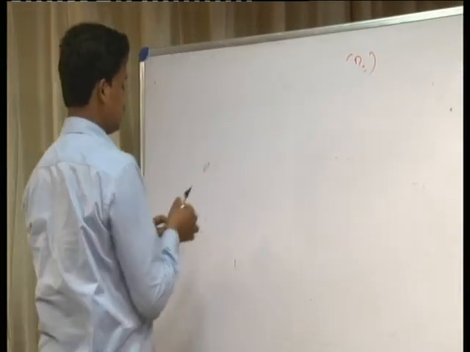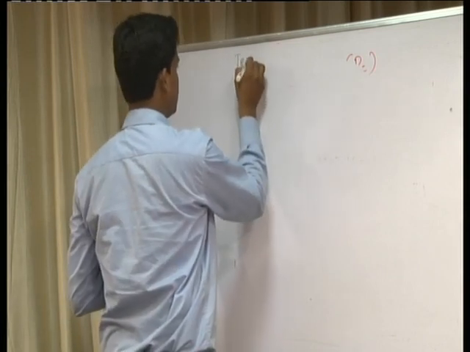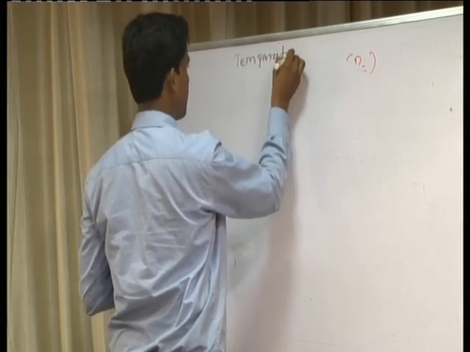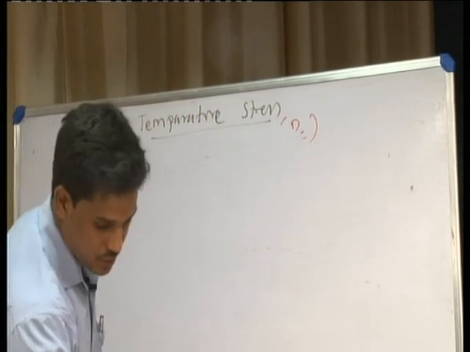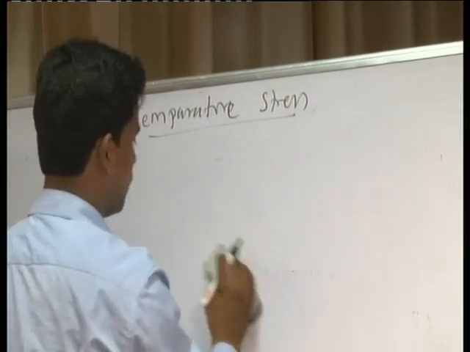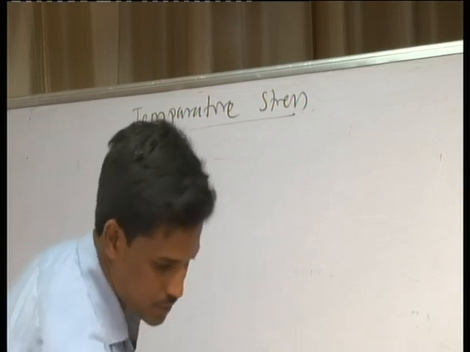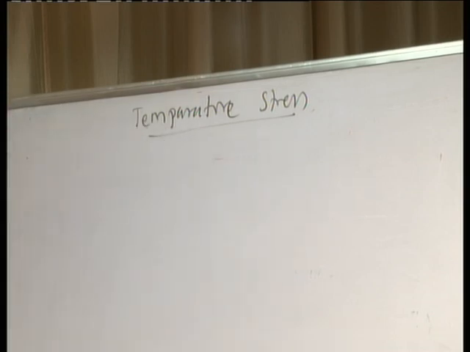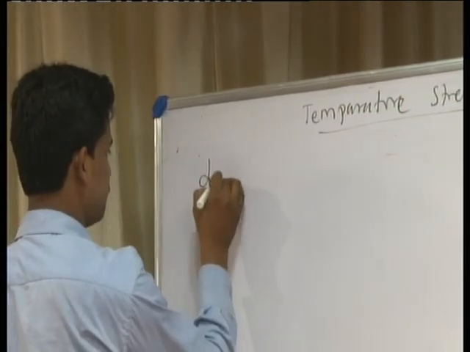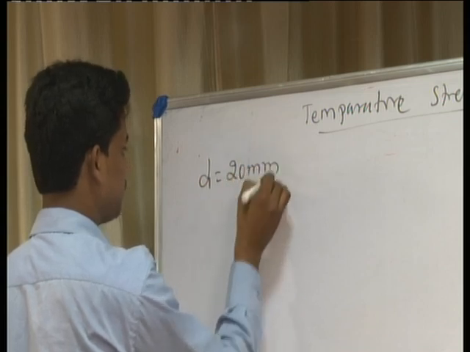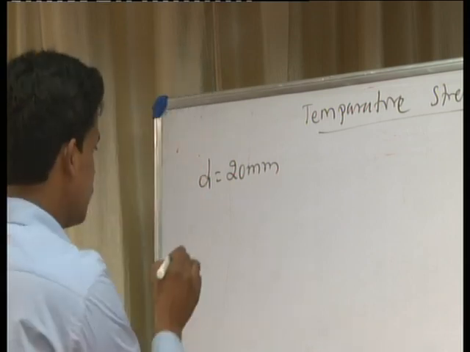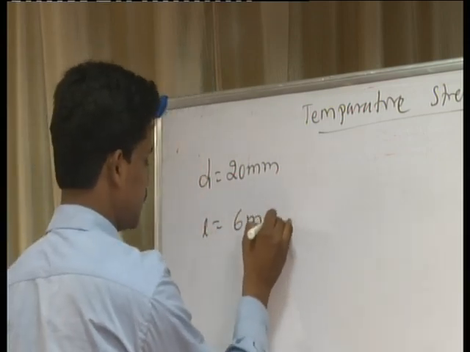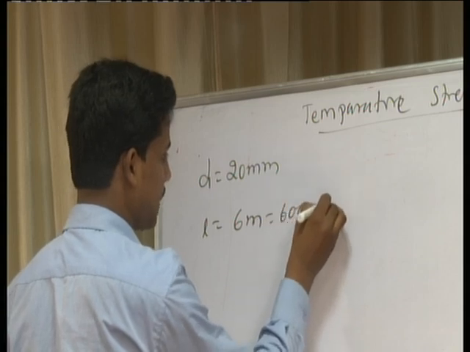Data given on temperature stresses. So for the first condition, first we have to write down the given data. Given diameter of the bar D is equal to 20 mm. L is equal to 6 meter, that is 6000 millimeter.